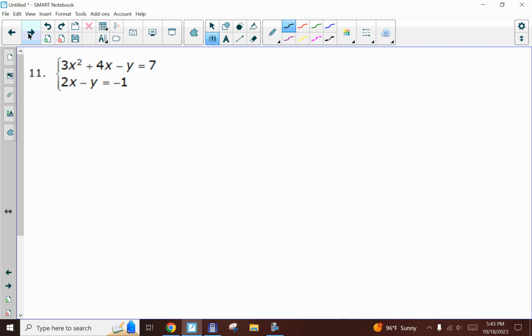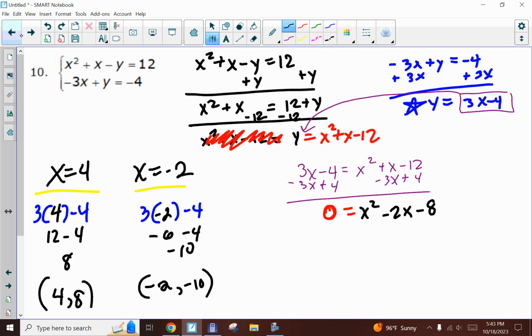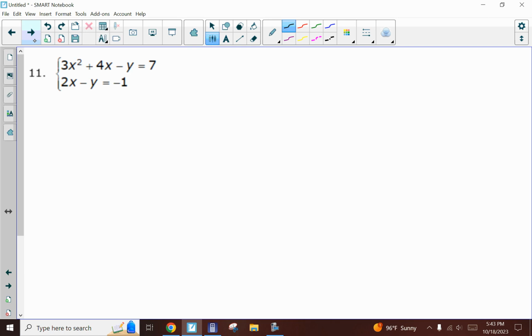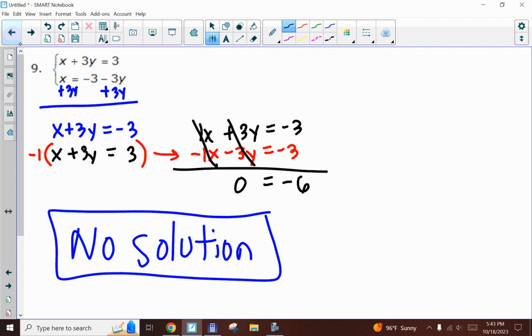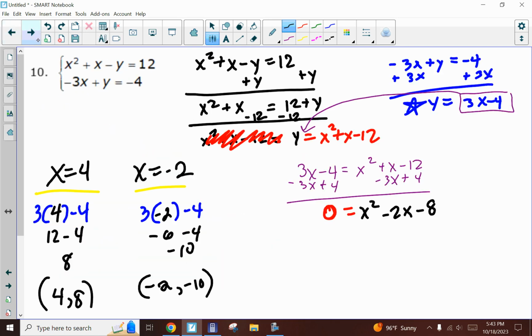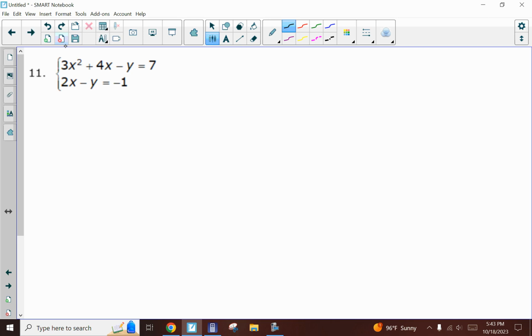Okay, this one is almost identical. So again, we're going to solve it the same exact way. Make sure they are different. Let me go back. Yeah, they're different problems. Delete that. Different problems, same exact steps.